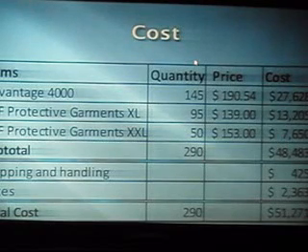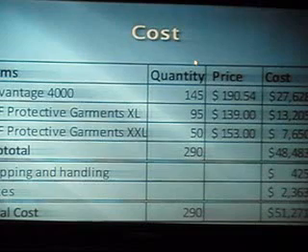So I did a Vantage 4000 and CPF protective garment, XL and XXL. I chose a quantity of 145, just to pick a random number. There's the price. I found on average $190 for the Vantage 4000 piece. For XL and XXL, there are 2 different price tags. I decided there are some big guys who work in construction companies and they need proper protective suits. So $985 to $50, it comes out to $48,000. The subtotal after shipping, handling, and taxes comes to $51,275.